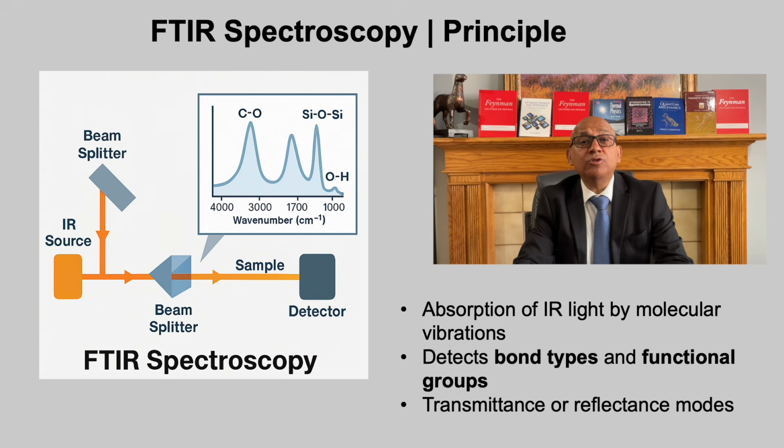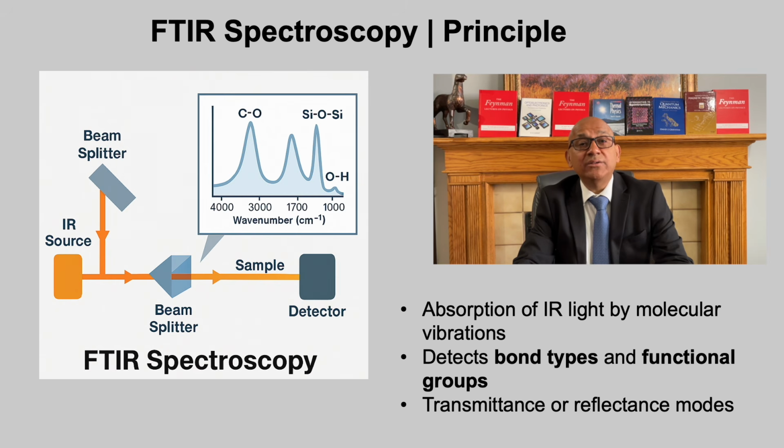While Raman spectroscopy probes lattice vibrations through light scattering, another powerful and complementary vibrational technique is infrared spectroscopy, known as FTIR. FTIR spectroscopy measures how molecules absorb infrared light at specific wavelengths. Each absorption corresponds to a vibrational mode of a bond, stretching, bending, or twisting. Because each bond has a characteristic energy, the IR spectrum acts as a chemical fingerprint.